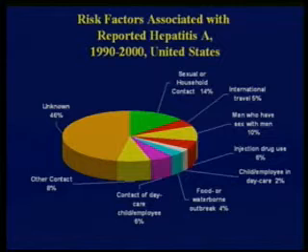Here are the risk factors associated with reported hepatitis A. If you notice, sexual contact or household contact is about 14%, international travel 5%, men who have sex with men 10%, injecting drug use 6%, child employing daycare 2%, food or waterborne outbreak 4%, contact of daycare child employee 6%, but 46% of cases are unknown. All right, that's important. 46% are unknown.